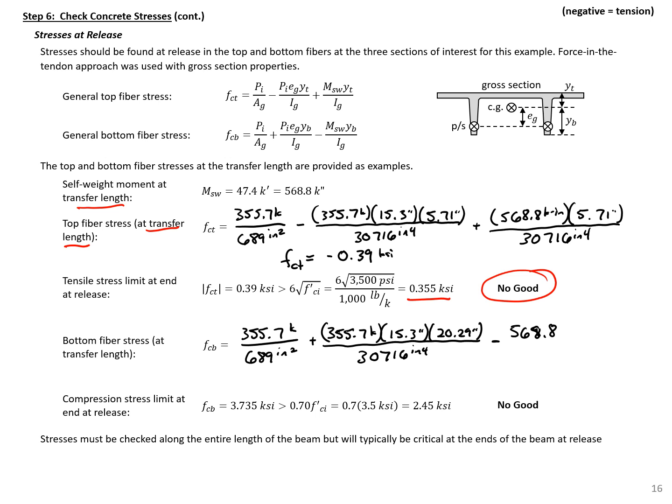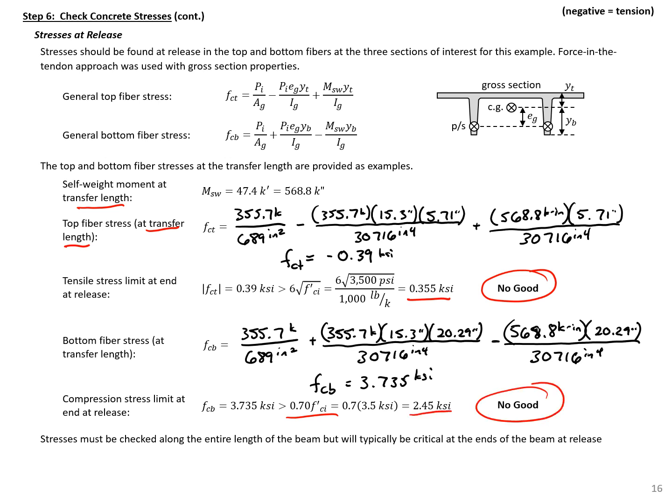568.8 kip inches times 20.29 divided by 30,716 inches to the fourth. And we're going to get our bottom fiber stress then equal to 3.735 ksi. So we can see this is greater than our compressive stress limit of 2.45, so we're no good here as well. So our stresses don't check at the end region.